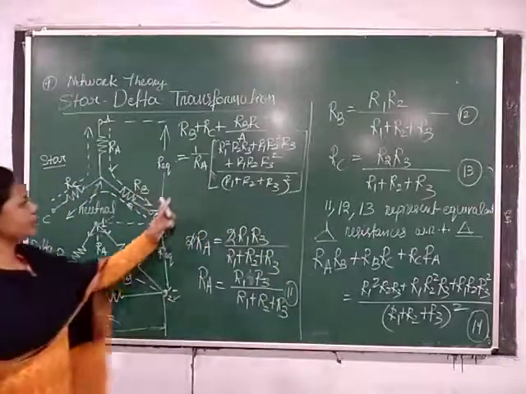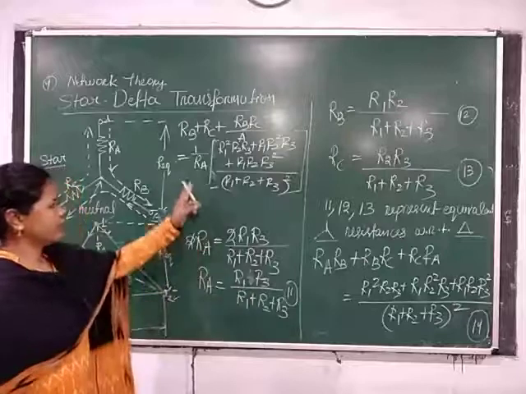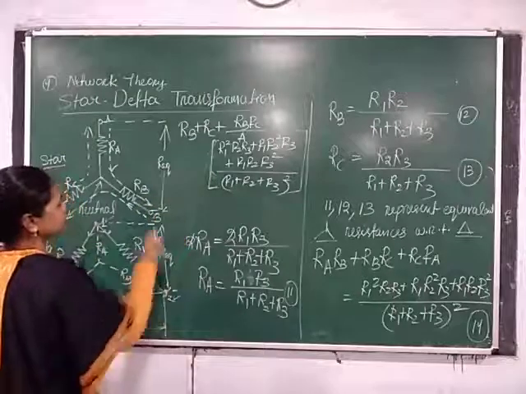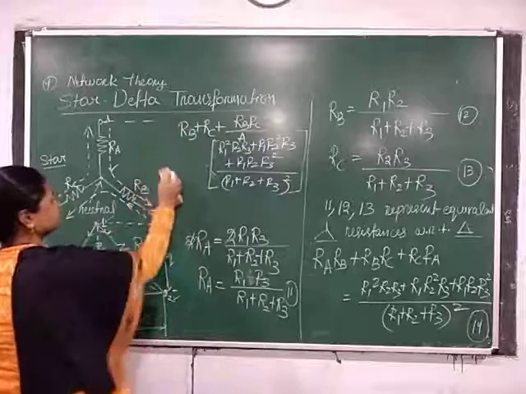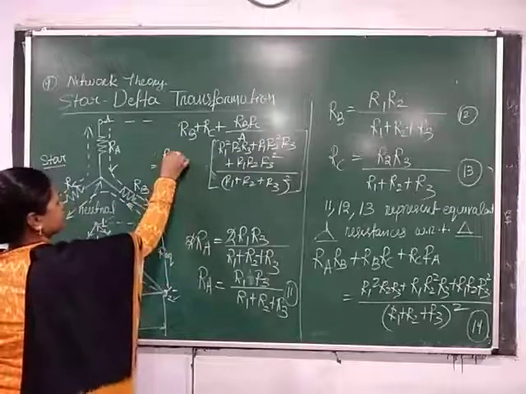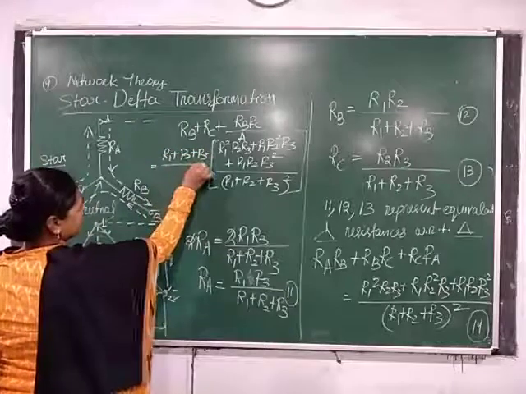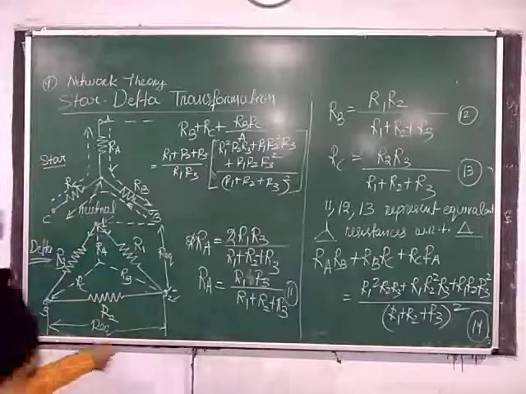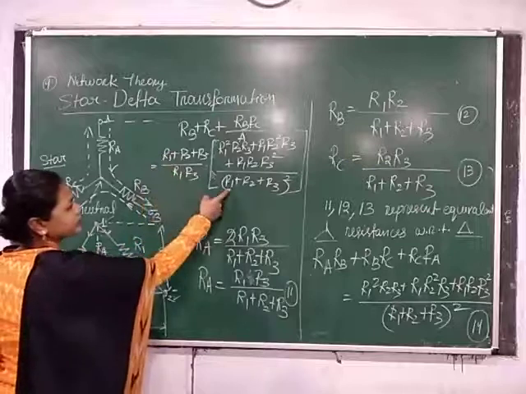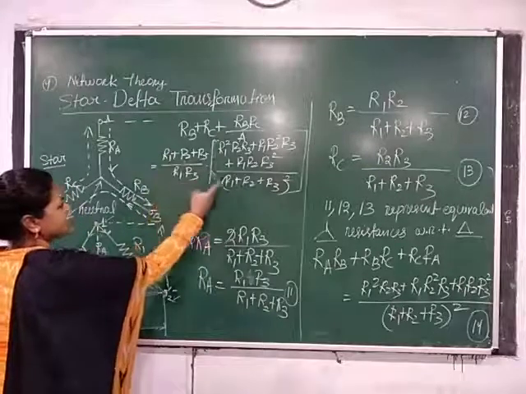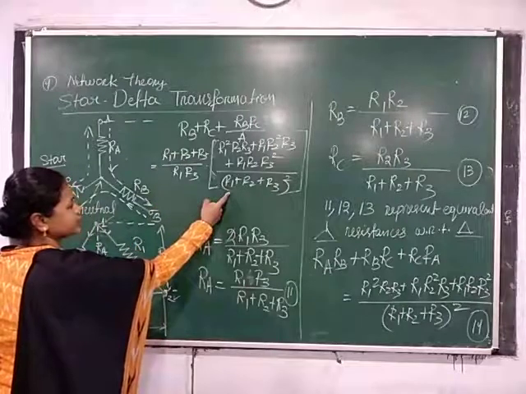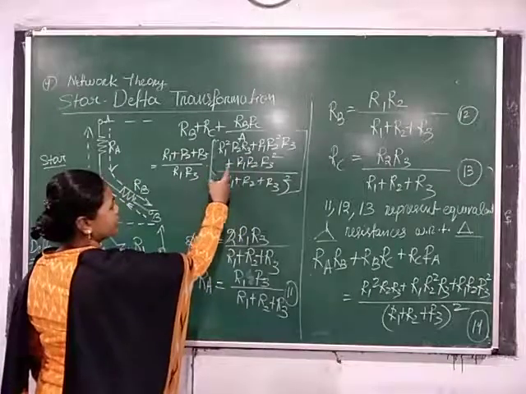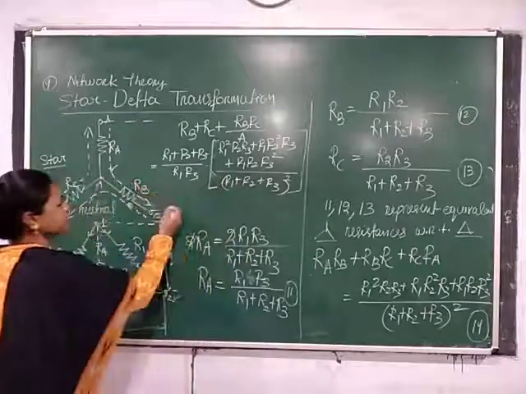and if you put the value of RA from equation 11 in this equation, then this numerator and denominator R1 plus R2 plus R3 is cancelled out, and from this equation if I take R1, R2 and R3 common, this term is also cancelled out. So what equation do I get?